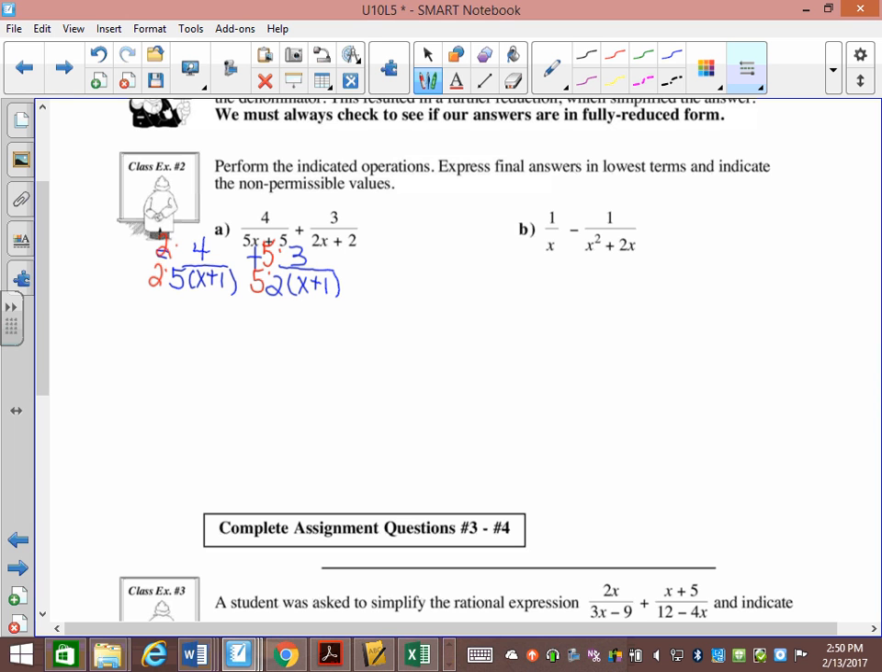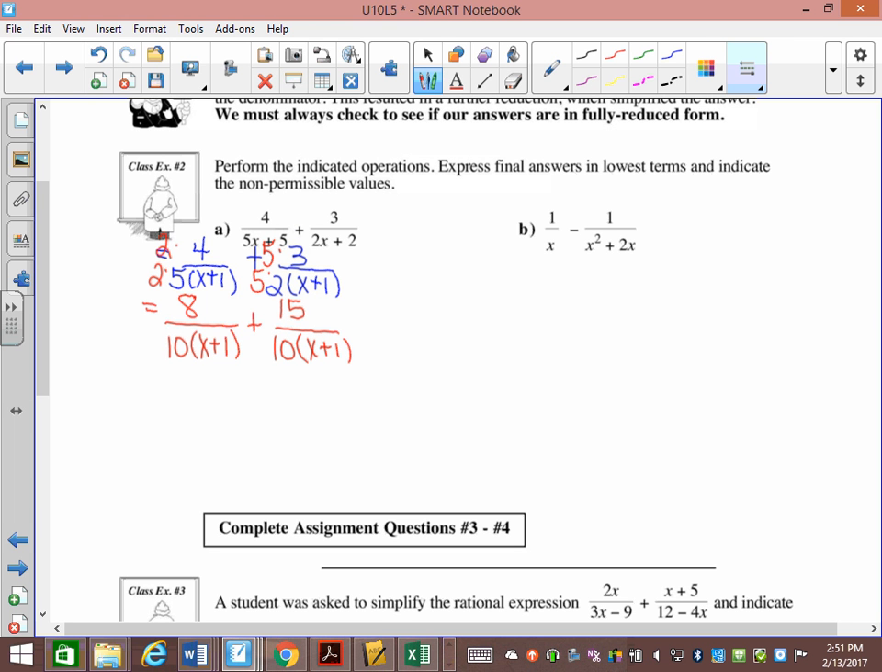If you don't take the 5 and the 2 out, you're going to be multiplying this one by 2x plus 2. You're going to be multiplying this one by 5x plus 5, and you're going to get a way uglier thing that you're going to have to cancel off stuff and reduce, okay? So always check first before you make a common denominator. Can I take out a GCF, or are they difference of squares? So on the top, I'm left with 8 over 10 times x plus 1. Plus, this one I'm left with 15 over 10 times x plus 1.